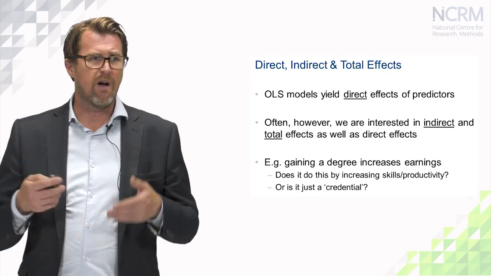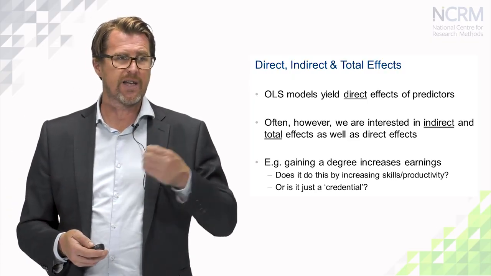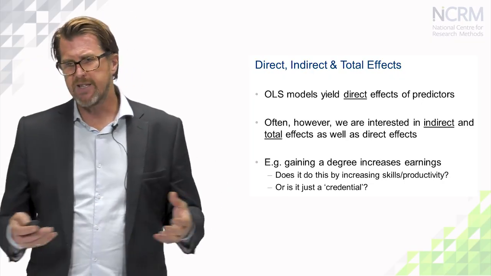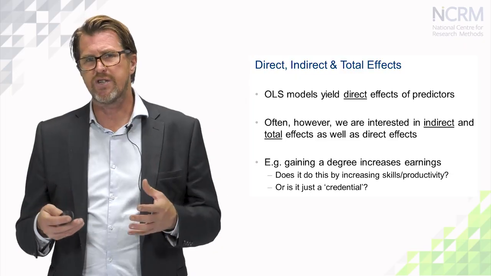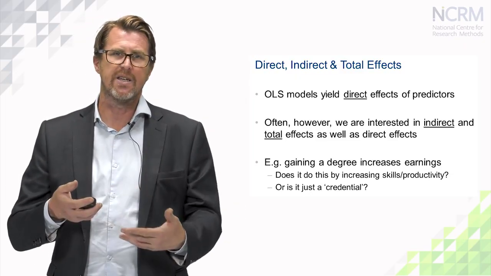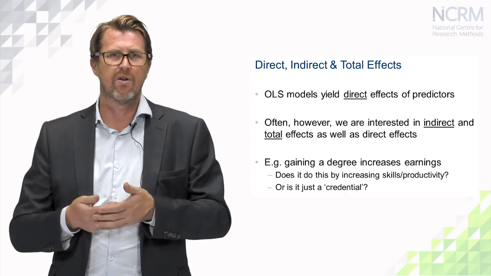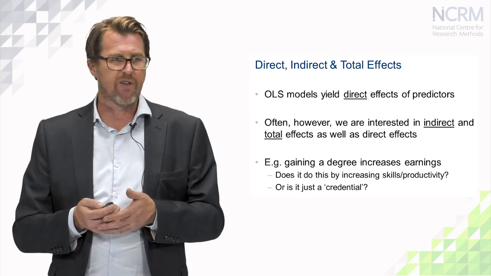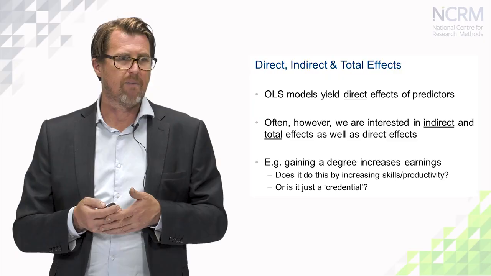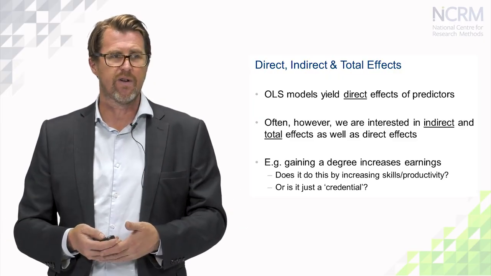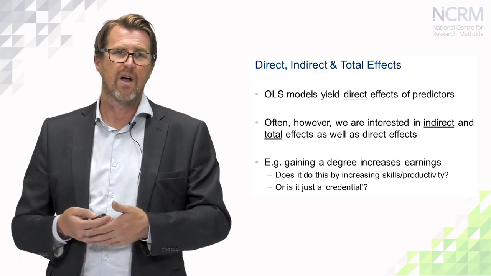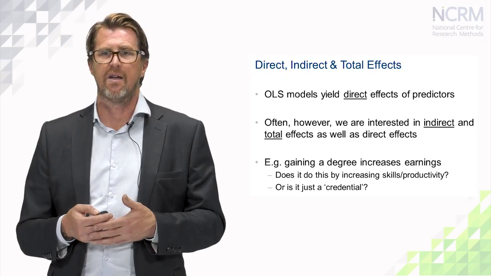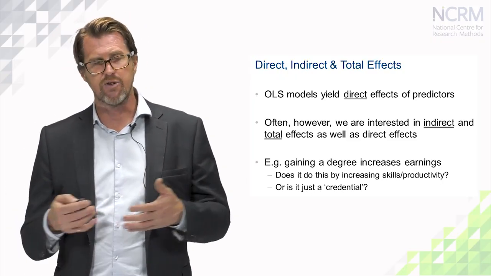So we are going to be interested in the indirect as well as the direct and the total effects. And this is because oftentimes what we are interested in is understanding causal mechanisms, not just whether two variables are causally related, but how they are causally related. So we might, for example, conclude that gaining a degree at university increases your earnings. It might have a causal effect on your earnings in later life. And that's a useful and interesting conclusion to be able to draw.